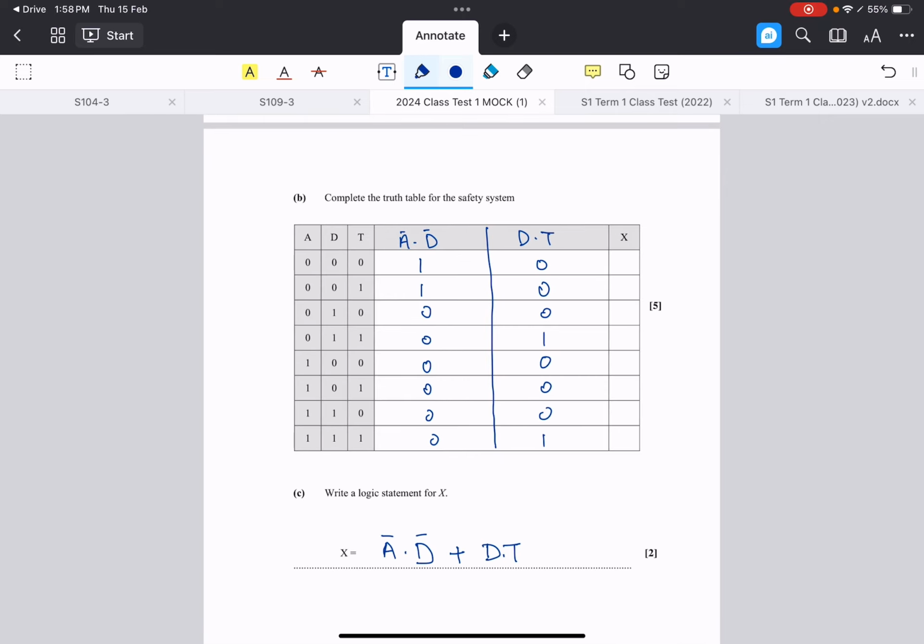Okay, so finally the output X will be either or. So OR here. So I will get 1s here. This is 0. This is 1. 0, 0, 0, 1. There we go. That's our truth table, right?